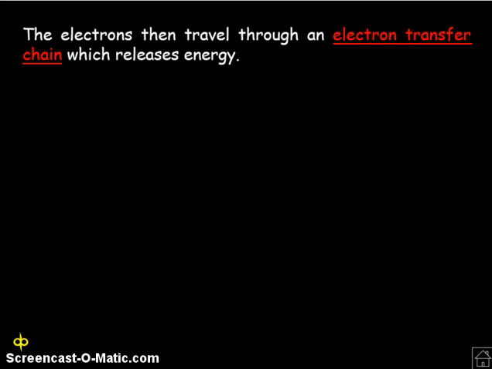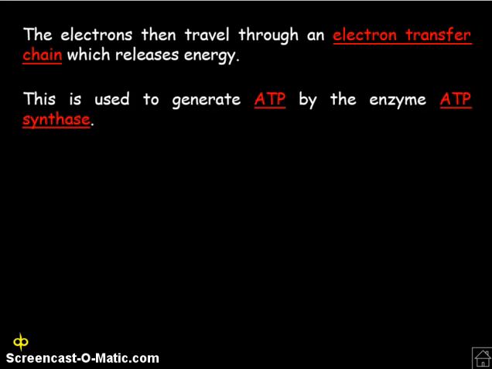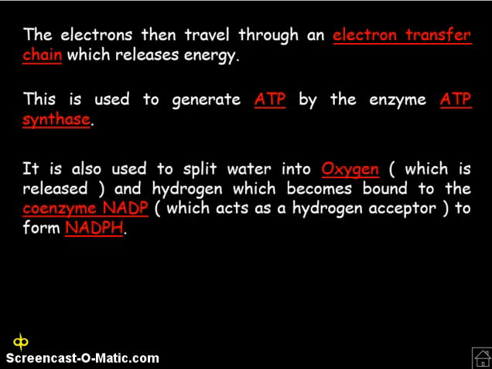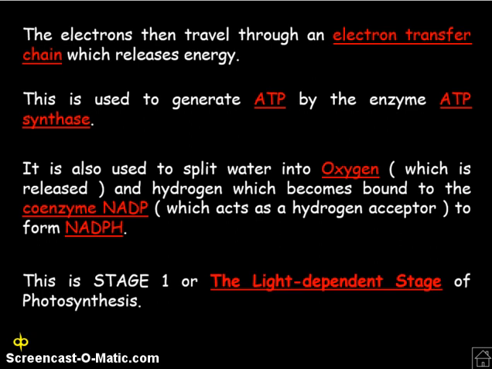The electrons then travel through an electron transfer chain which releases energy. This is used to generate ATP by the enzyme ATP synthase. It's also used to split water into oxygen, which is released, and hydrogen, which becomes bound to the coenzyme NADP, which acts as a hydrogen acceptor to form NADPH. And this is stage one, or the light-dependent stage of photosynthesis. And this is summarized on the next slide.